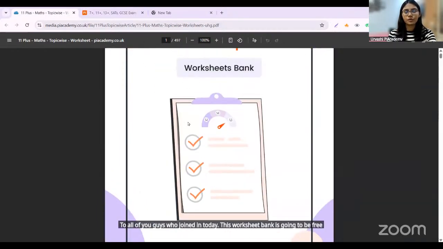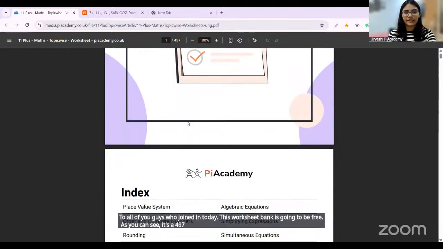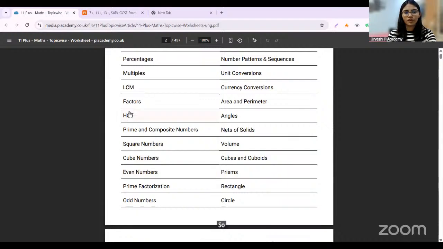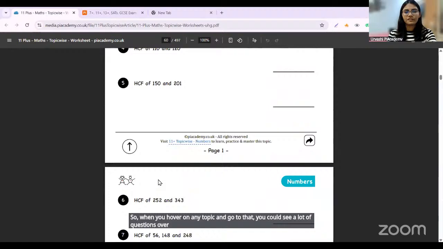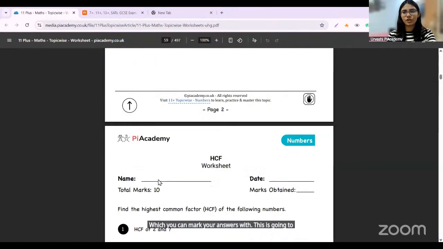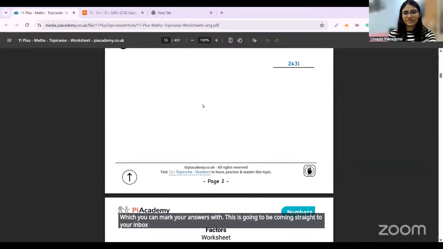As you can see, it's a 497 pages long PDF, and it covers all the important maths topics. So when you hover on any topic and go to that, you could see a lot of questions over there, which you can mark your answers with. This is going to be coming straight to your inbox after the masterclass is over.